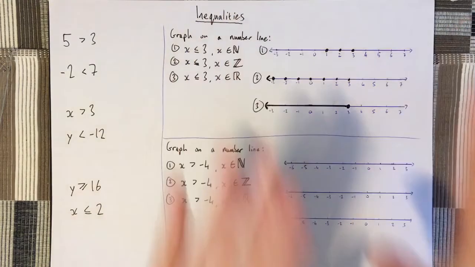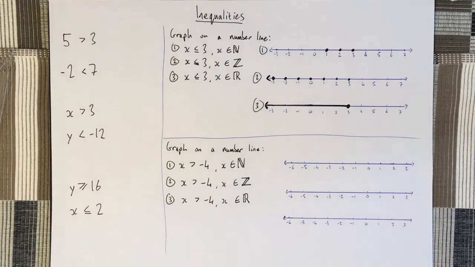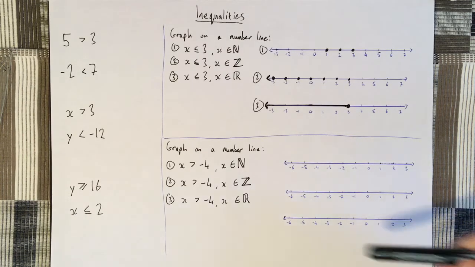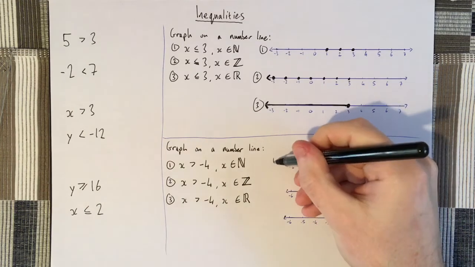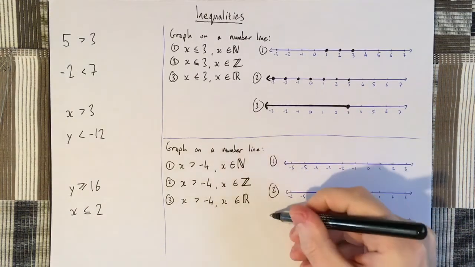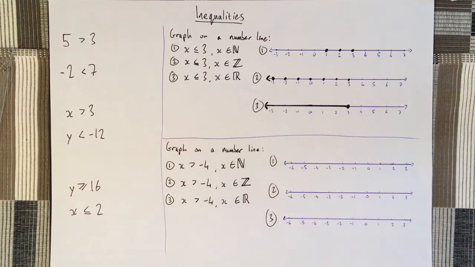All right. Next one then. Graph on a number line, x is greater than -4. And again, I'm asked to draw it or graph it into 3 sets. All right, natural numbers, integers, and real numbers. Again, this is pre-drawn, and that's what you get in an exam.